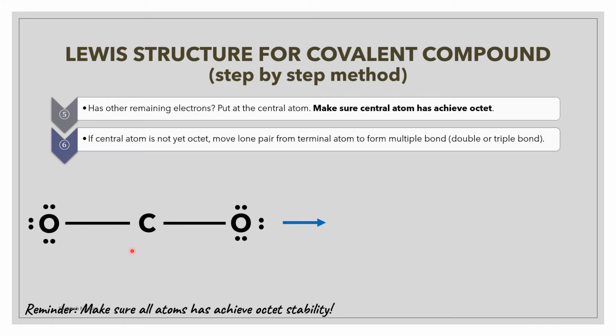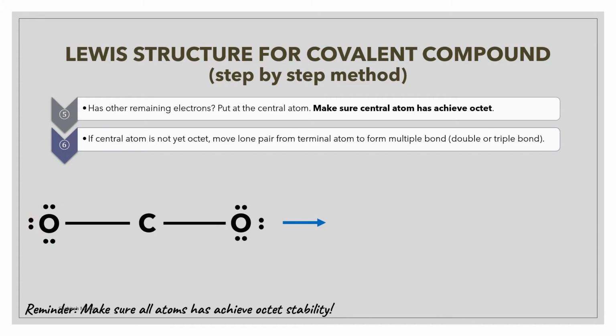So in this case, kita akan pergi kepada step yang ke-6, iaitu if central atom is not yet octet, move lone pair from terminal atoms to form multiple bond. Okay, sama ada double ataupun triple bond. So here, oxygen ada elektron dekat luar ni. So these electrons are called lone pair electrons. Okay, elektron yang tak terlibat dalam bonding.